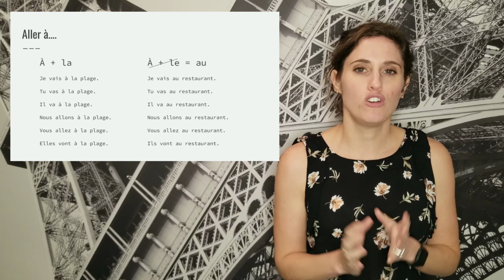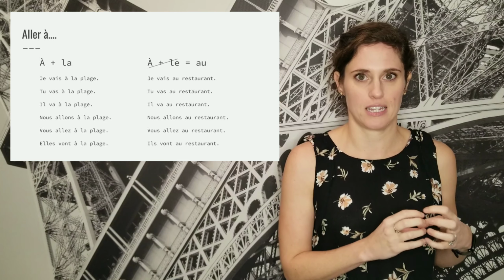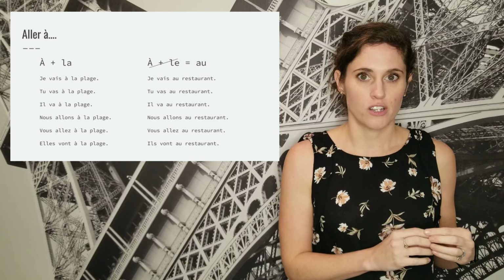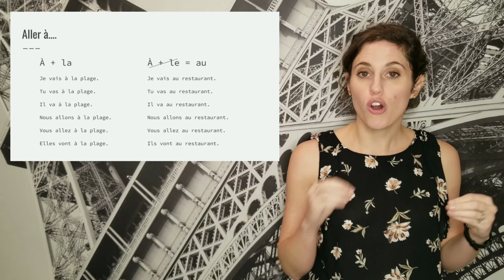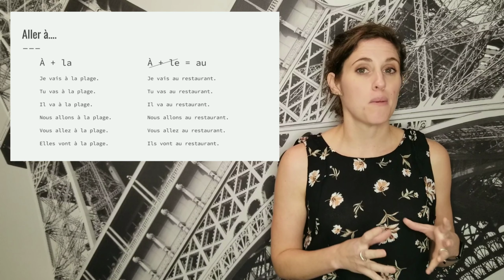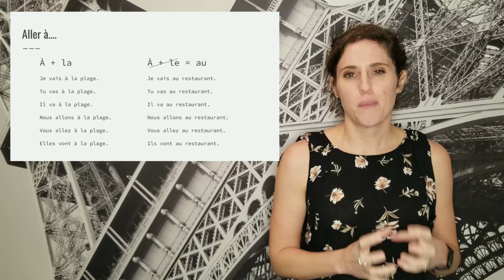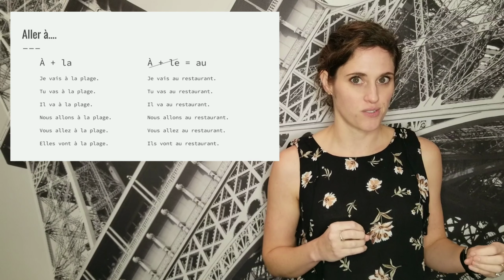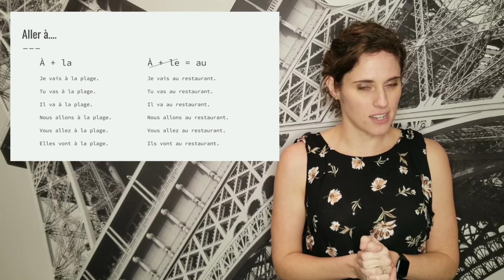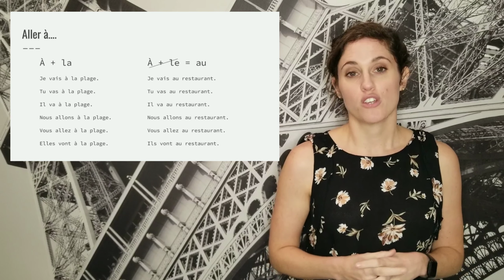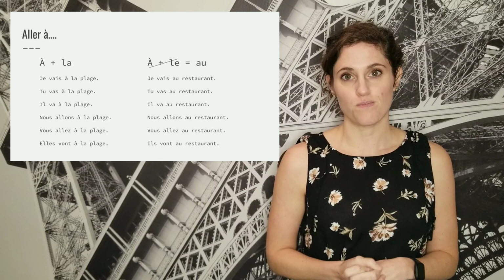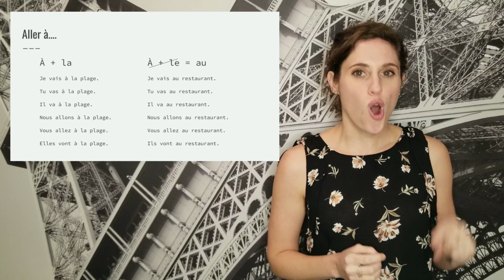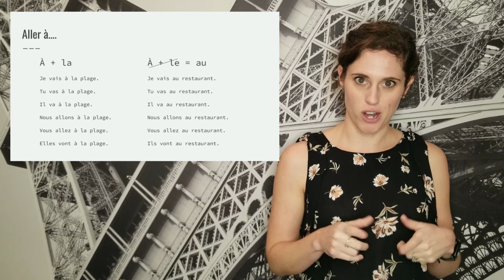Le restaurant is a masculine noun, so it becomes je vais au restaurant. But la plage, the beach, is a feminine noun. So we have je vais à la plage. Does that make sense? Let's practice those a few more times using some of our other pronouns. Je vais au restaurant. Now you try.